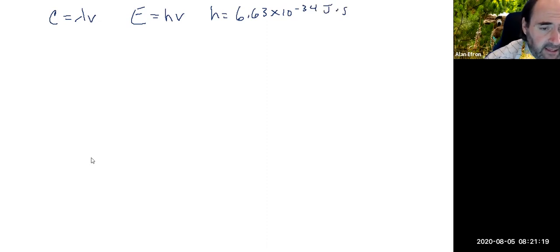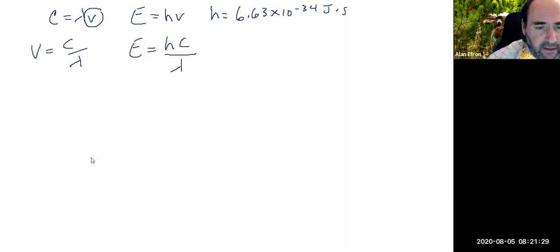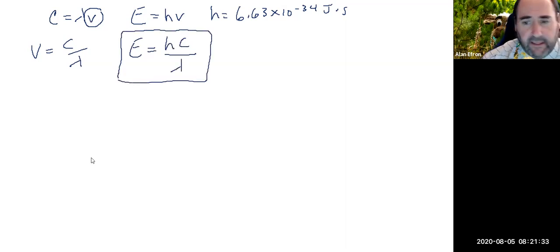And the tie-in here is if we solve this for frequency, it is c divided by the wavelength, which means the energy would be hc over the wavelength. This version of it is really helpful because it allows you to calculate the energy associated with a photon by simply knowing the wavelength, as both h and c are constants, which means if you know the wavelength, you can calculate the energy.